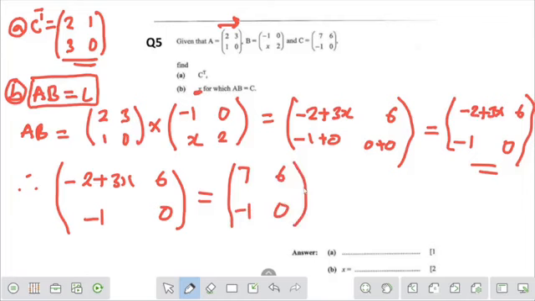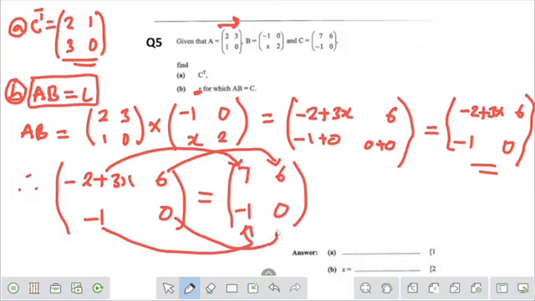So now what does this mean? This means that these entries are equal. You can see this one is equal to this 6, and this one is equal to this 7. Even here, negative 1 equals negative 1, 0 equals 0. So we can just equate negative 2 plus 3x to 7. Okay, so we write negative 2 plus 3x is equal to 7. So from here we collect the like terms.